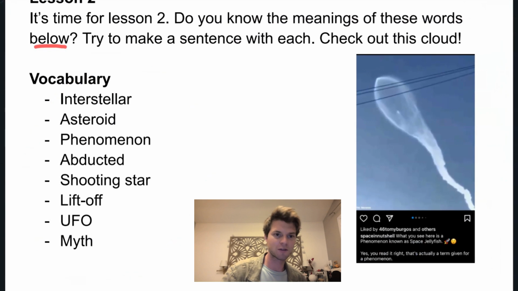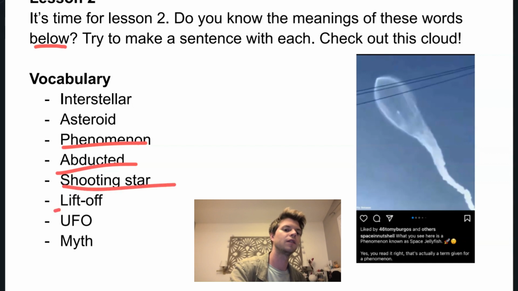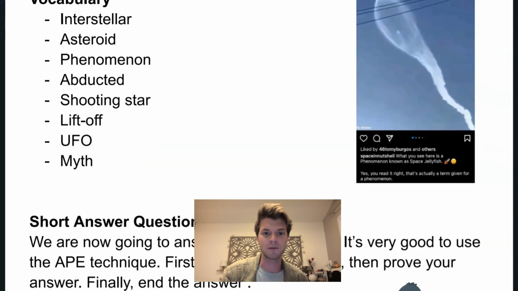Next, we have asteroid. There we have phenomenon. We have abducted. We have shooting star, liftoff, UFO, and myth. So try to figure out what these words mean and try to make some sentences with them.